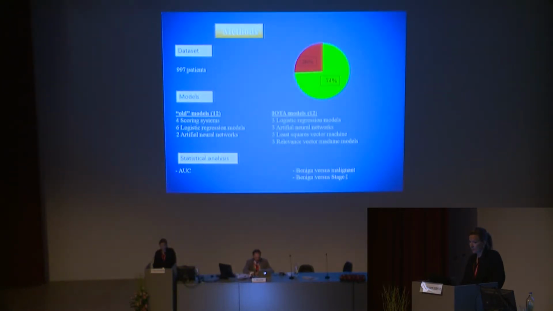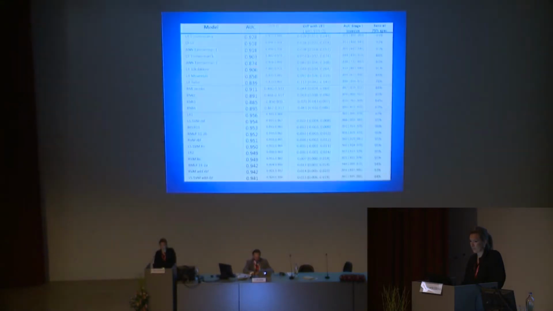From these 997 patients, 74% had a benign mass and 26% had a malignant mass. We tested 12 IOTA models, and we also tested 12 old models, of which 4 were a scoring system, 6 were logistic regression models, and 2 were artificial neural networks. And we examined the performance of all the models, not only by looking at benign versus malignant, but also by looking at benign versus stage 1 ovarian cancers.